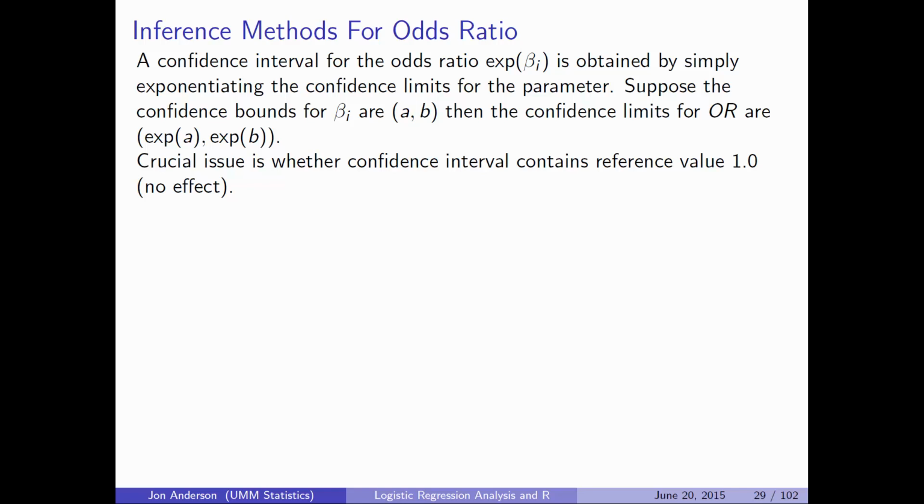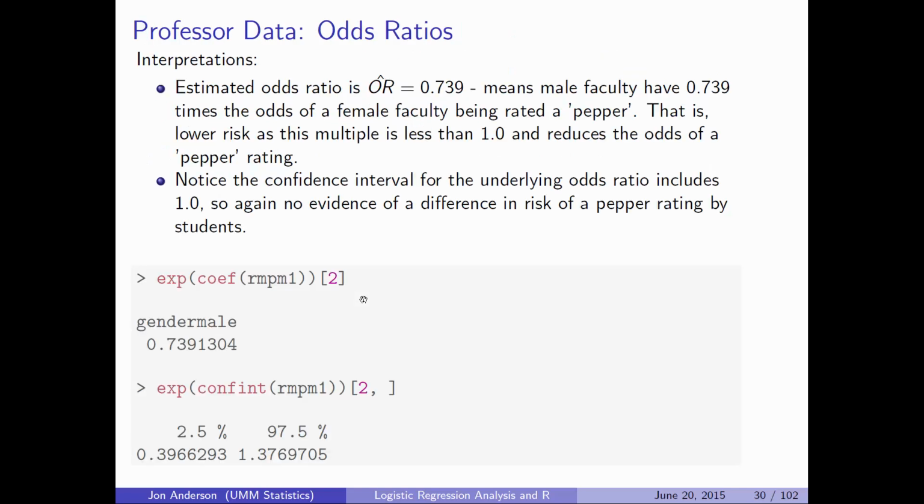A lot of times in logistic regression, however, we really don't do inference or report inference on the beta parameters as much as we do inference for odds ratios. So frequently what we'll do is report an odds ratio and a confidence interval for an odds ratio. And remember, odds ratios are e to the beta parameters. We've talked about this one before. Odds of a male faculty member are about 0.74 times the risk of a female faculty member of getting a pepper rating. And you can do a confidence interval for an odds ratio as well.